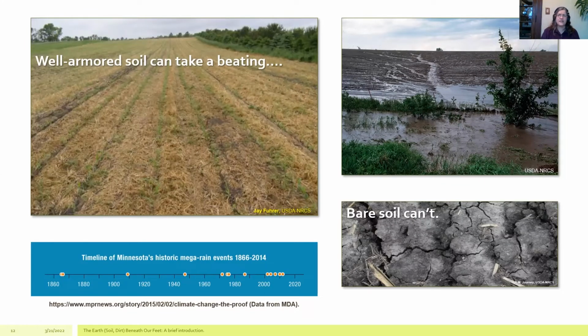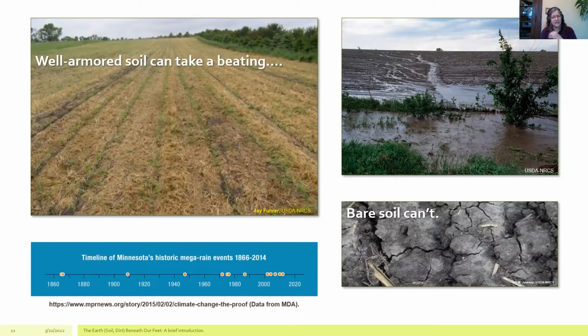This picture was taken the morning after a 13-inch rainfall. Where are the puddles? Where is the erosion? The picture on the right of bare soil, that is a 4-inch rainfall destroying a cornfield in Iowa.